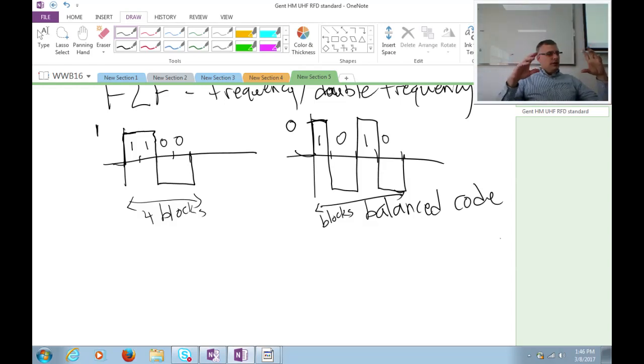First of all, if you're reading this from a swiped card, the speed at which you swipe is not constant. It's neither constant nor is it consistent, right?